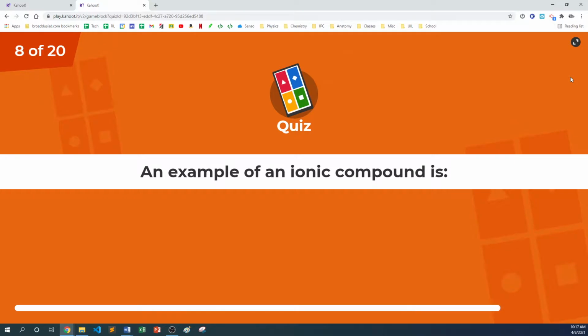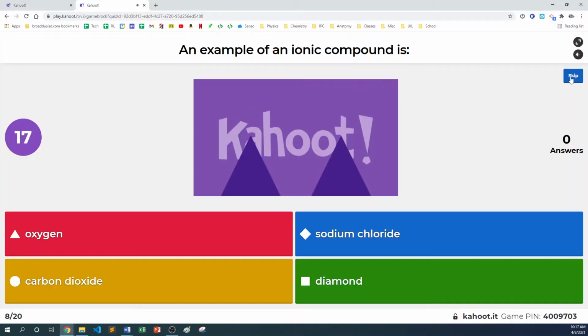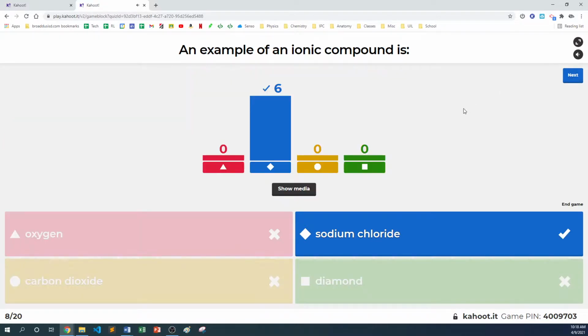An example of an ionic compound is... what does an ionic compound always have, or usually always have? A metal and a non-metal. Oxygen. What's the compound of it? It's just oxygen. Carbon is not a metal. Oxygen is not a metal. This is a covalent compound, a non-ionic one. And diamond is just pure carbon.